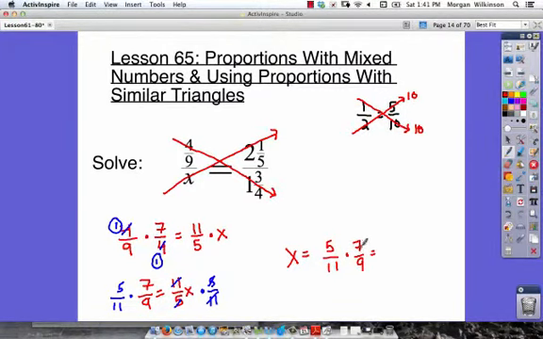5 times 7, that's 35. And 11 times 9, that's 99. We've got our answer. x must be equal to 35/99. We found that answer by using cross products, changing our mixed numbers to improper fractions, and then multiplying by the reciprocal in order to simplify to our answer. Let's look at one more example.